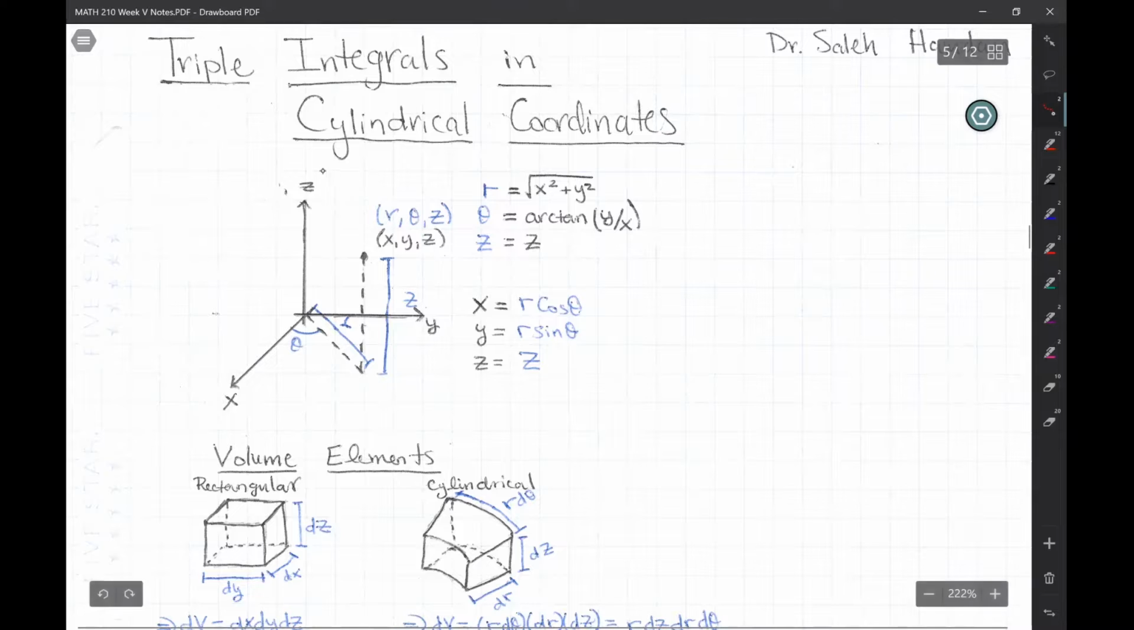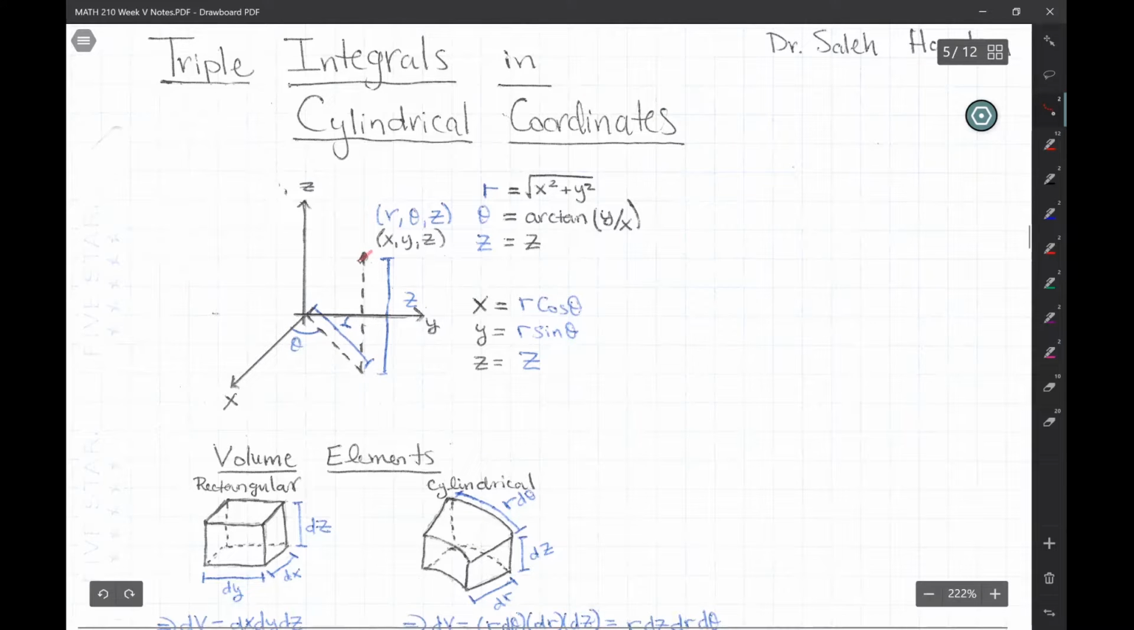Okay, well, we have a similar concept with triple integrals, but we use cylindrical coordinates. And what are cylindrical coordinates? Well, basically, they are polar coordinates with a z-axis. That's pretty much the quick way to tell you what cylindrical coordinates are.